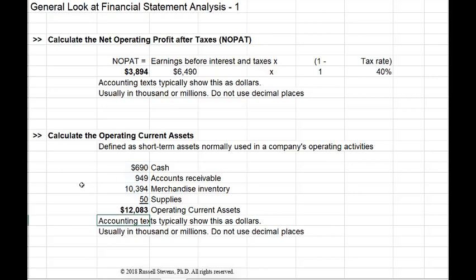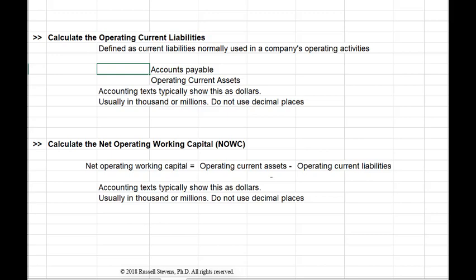The answer here is $12,083,000, but without the trailing 3 zeros. Next, we calculate the operating current liabilities. There is a definition there, but in the interests of simplicity for the videos, this is a very easy problem. The issue is that on the balance sheet, the only operating liability is accounts payable. The fact that notes payable is on the balance sheet as a current liability has nothing to do with operations. Notes payable is a financing function.